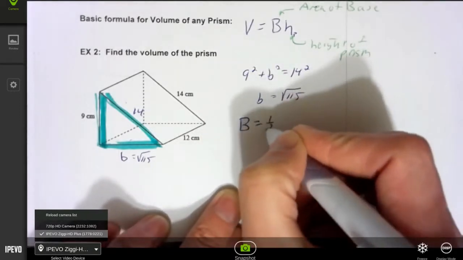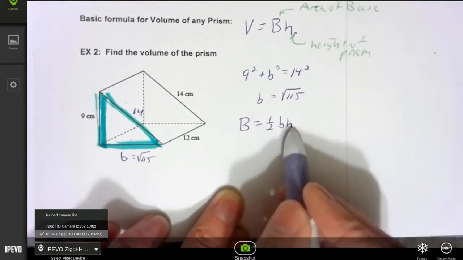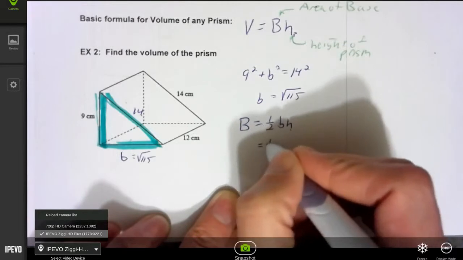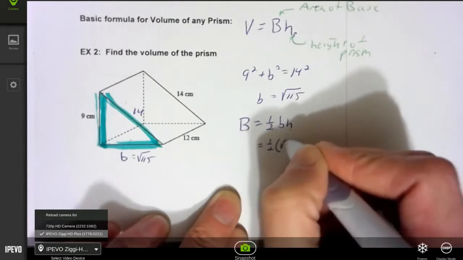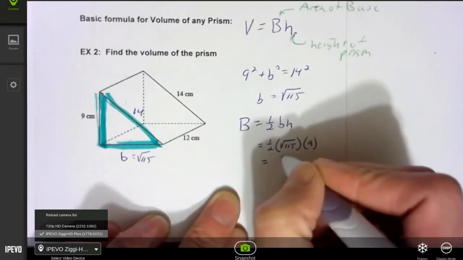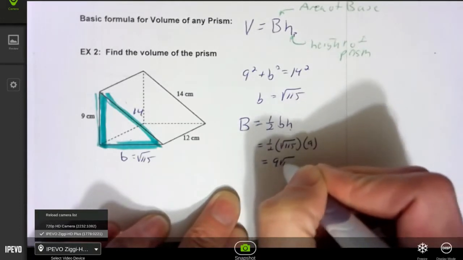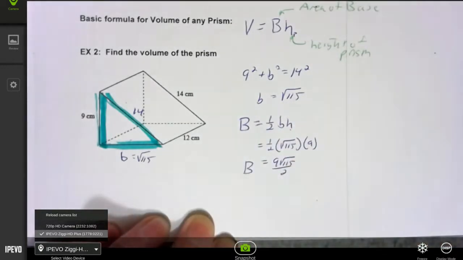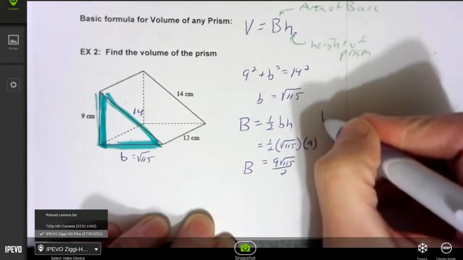So triangle, half base times height. Notice this height is not the same as that height. Okay, so when I deal with my triangle, my base was square root of 115. My height was 9. So basically I've got 9 square root of 115 over 2 is the area of the base. But again, we want the volume.